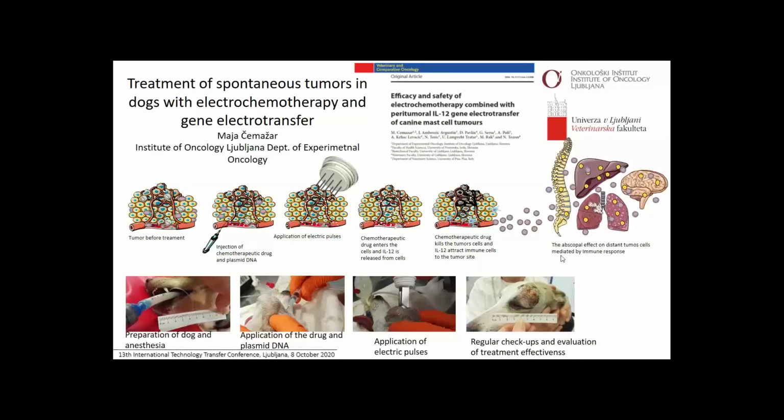So how is it done? This was a study on spontaneous tumors in a client-owned dogs. First the dogs are anesthetized, prepared, then the application of drug and plasmid DNA goes directly into the tumor. This is how the application of electric pulses goes. We can use either needle electrodes or plate electrodes. The number of applied pulses is low, it is 8, and the whole procedure is then finished in a couple of minutes. Then the dogs are checked up for regular evaluation and the treatment is evaluated. Can we go to the next slide?